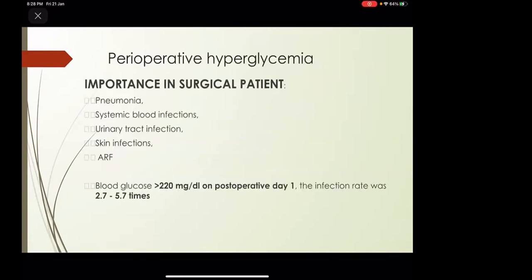Patients having perioperative hyperglycemia are more prone to pneumonia, systemic blood infections, urinary tract infections, skin infections, and renal failure. Various studies have found that if on postoperative day one the blood glucose levels are more than 220, the infection rate is 3 to 6 times higher.